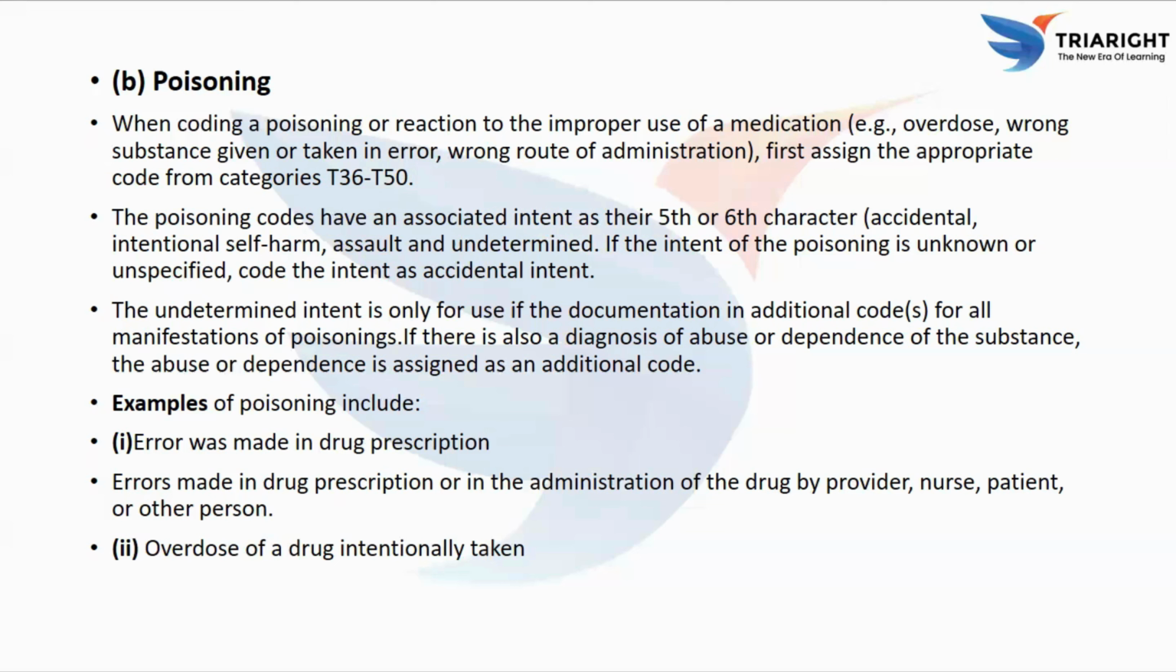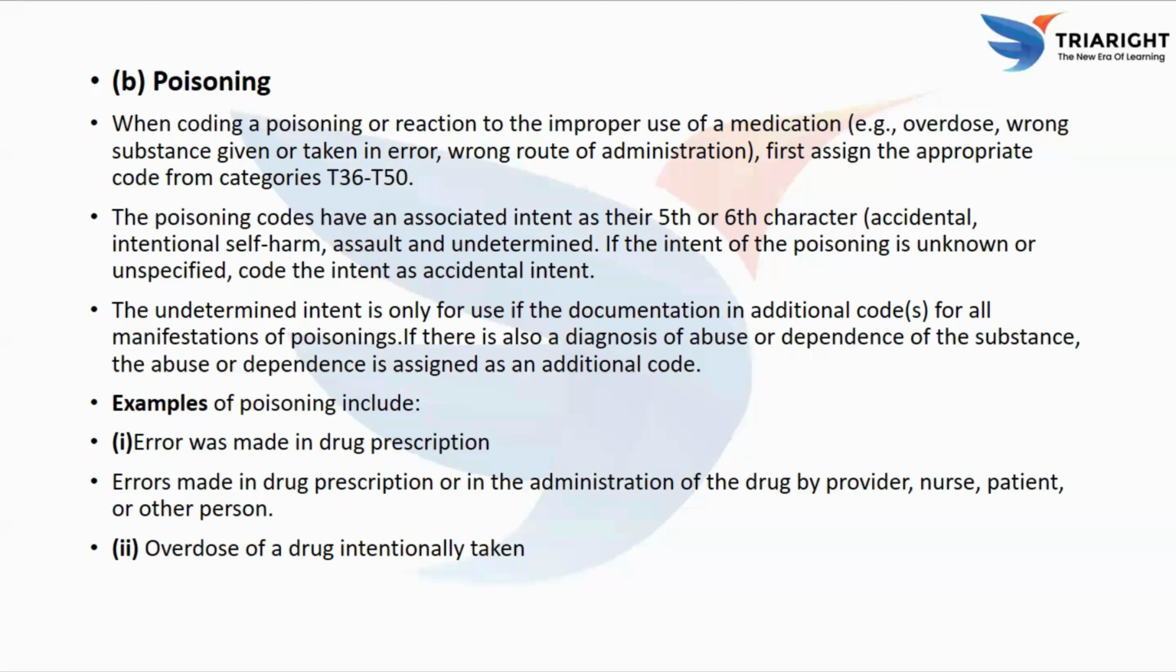And next, coming to abuse or dependence coding. If documentation states drug abuse and drug dependence, code these separately in addition to the poisoning code. For example, poisoning due to opioid overdose and the patient is opioid dependent. You first code the poisoning code as well as the opioid dependence code, that is F11.20.